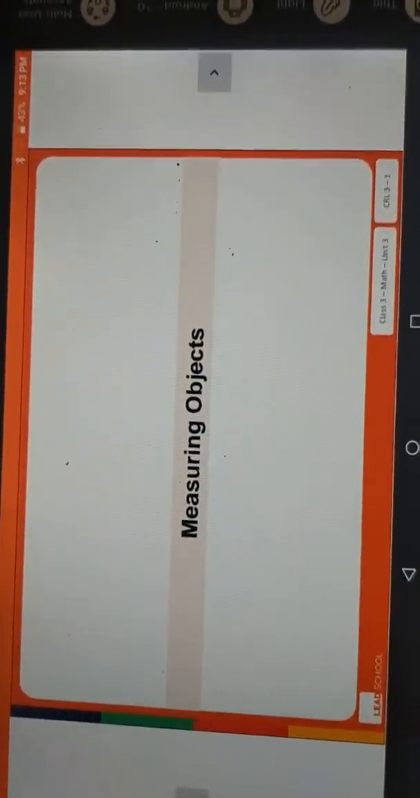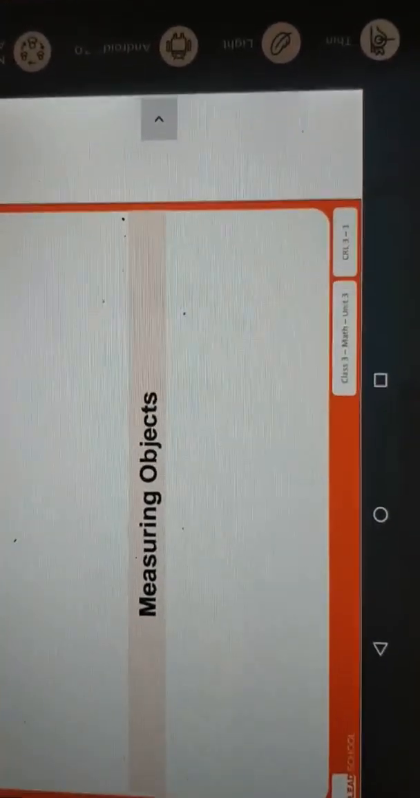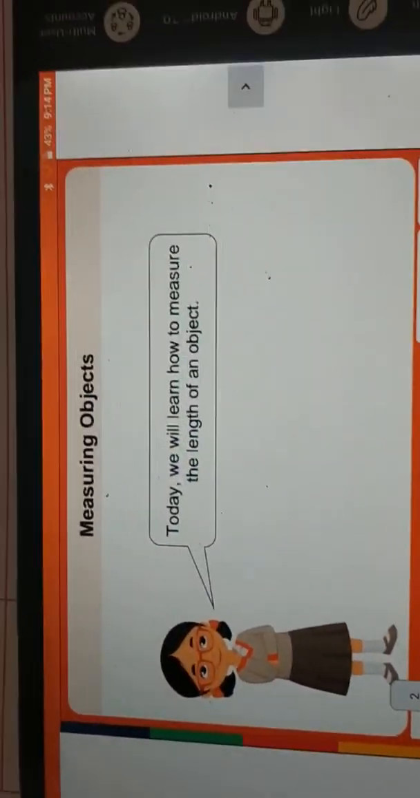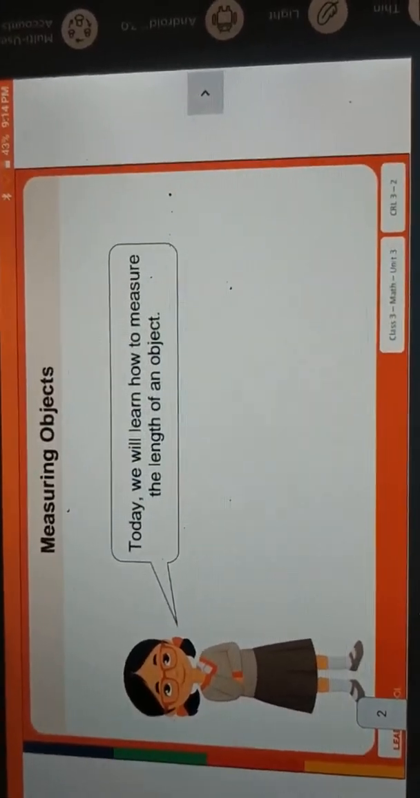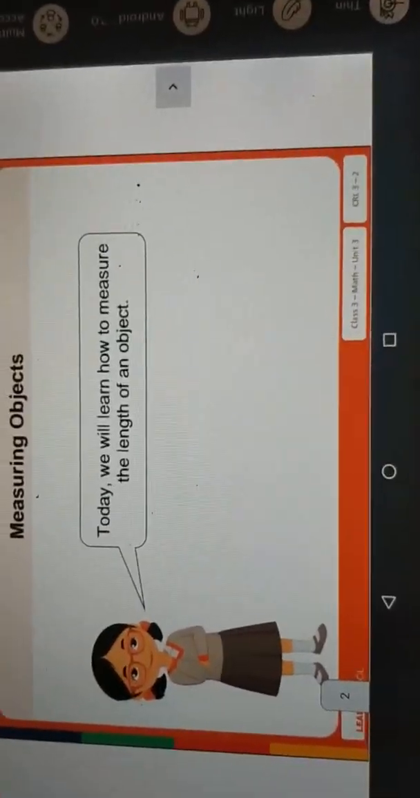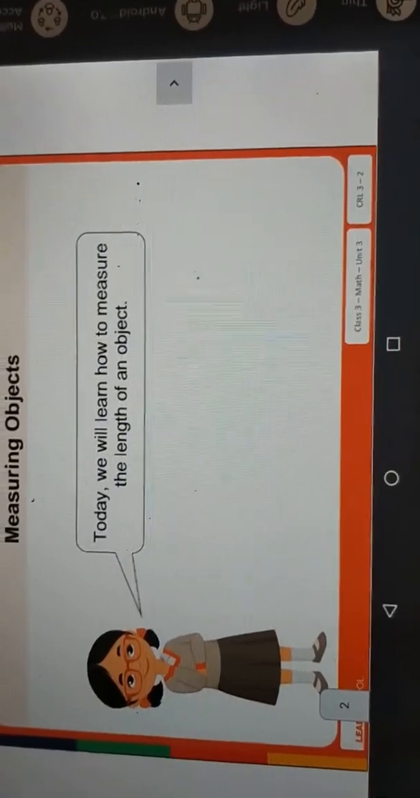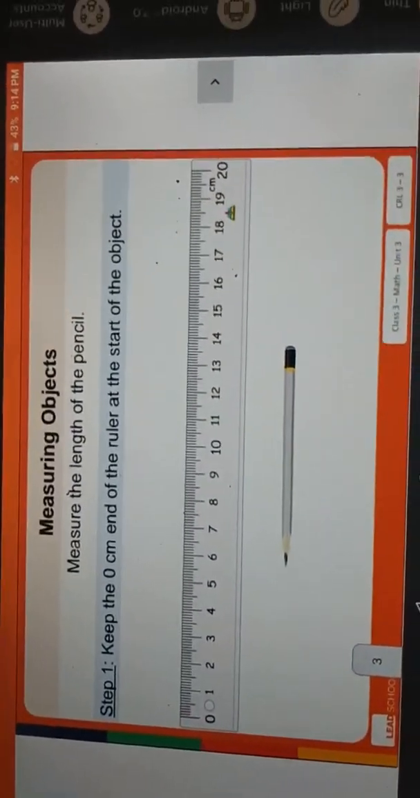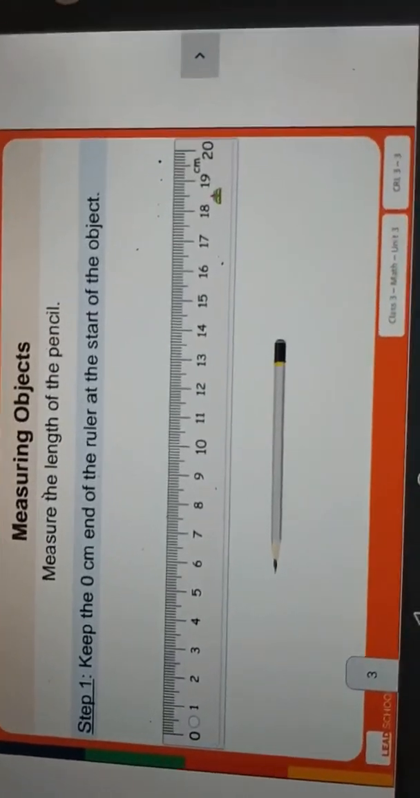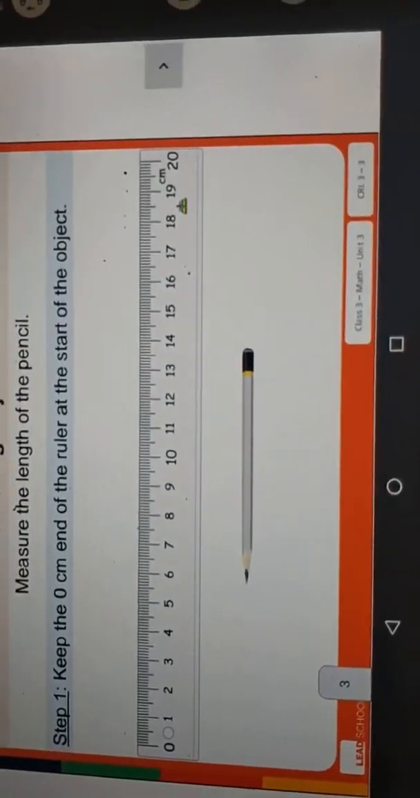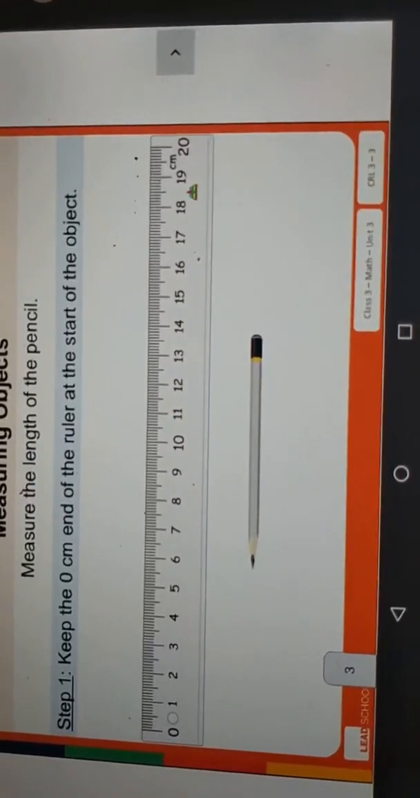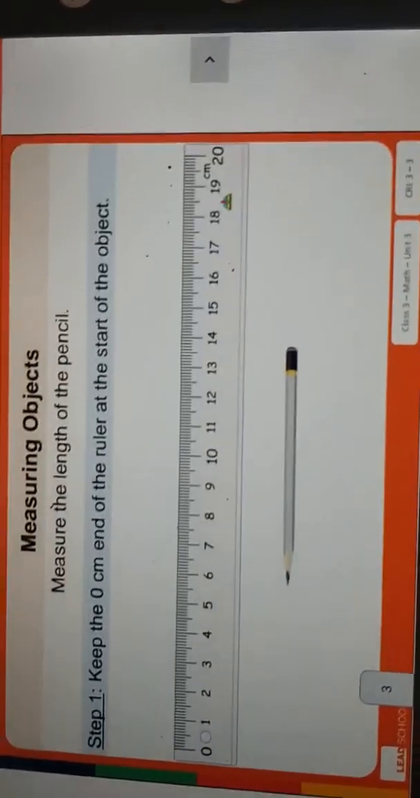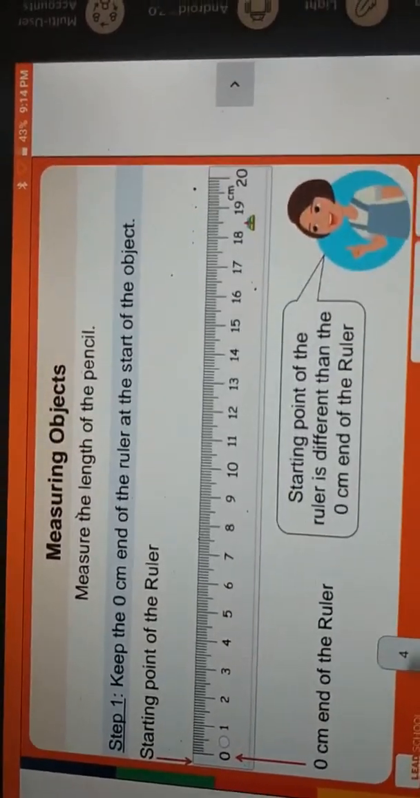Okay students, now we'll learn how to measure an object. Today we will learn how to measure the length of an object. Whatever the object is, how we will find its length, that we'll learn now. So students, here is a pencil. First of all, what you have to do? You have to keep the 0 centimeter end point of the ruler at the start point of the object. So we have to put this pencil like that.